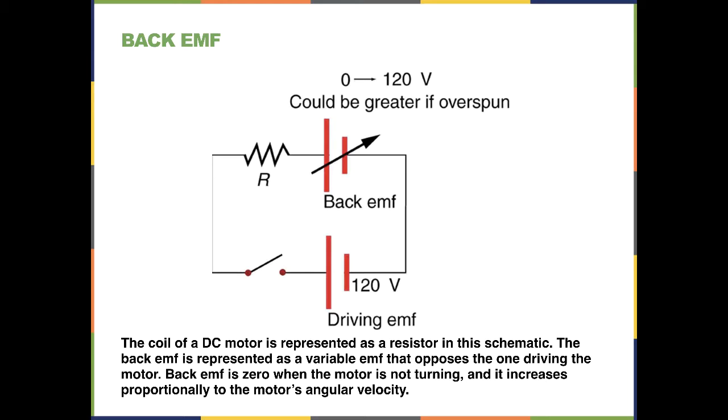The back EMF is 0 when the motor's not moving, and it increases with the increasing rotational velocity or angular velocity of the motor. Now, fortunately, the back EMF tends to be far less than the driving EMF, and so it does not overcome what the motor is trying to do.